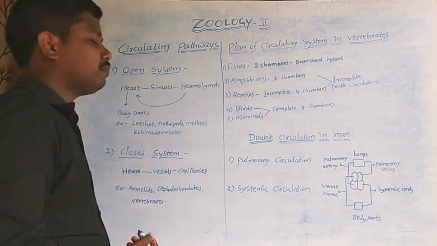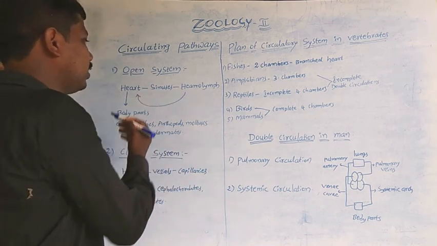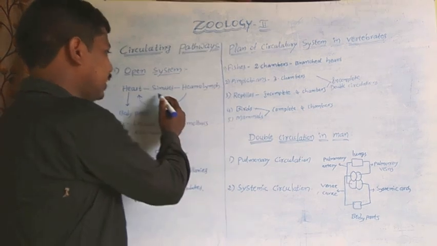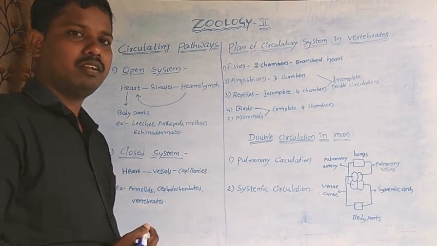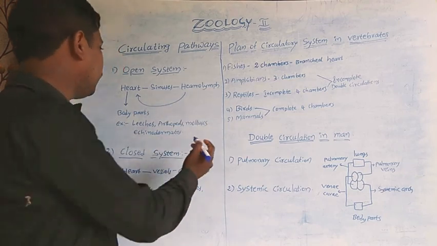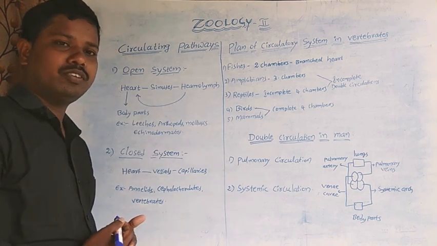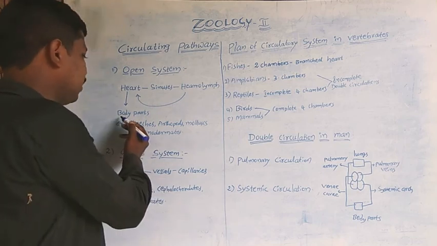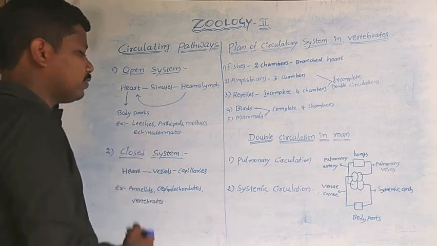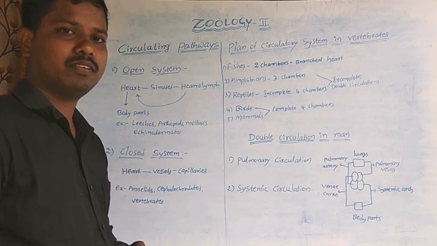In the open type of circulating system, the blood flows from the heart into large open spaces called sinuses. From the sinuses, hemolymph is collected into the heart. Here, the heart distributes the blood to various body parts. Examples are leeches, arthropods, mollusks, and echinoderms.